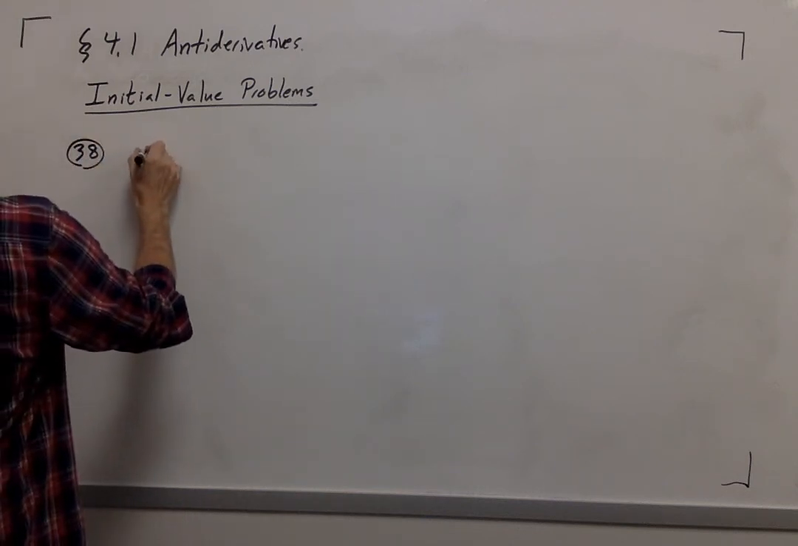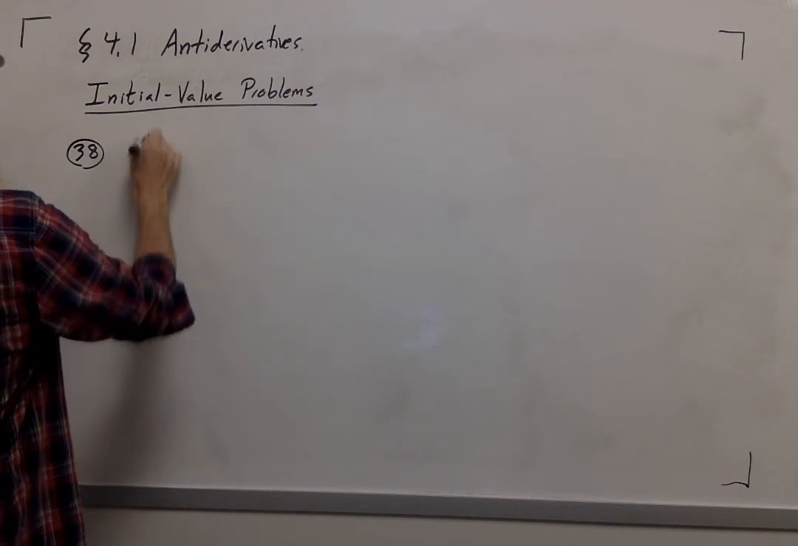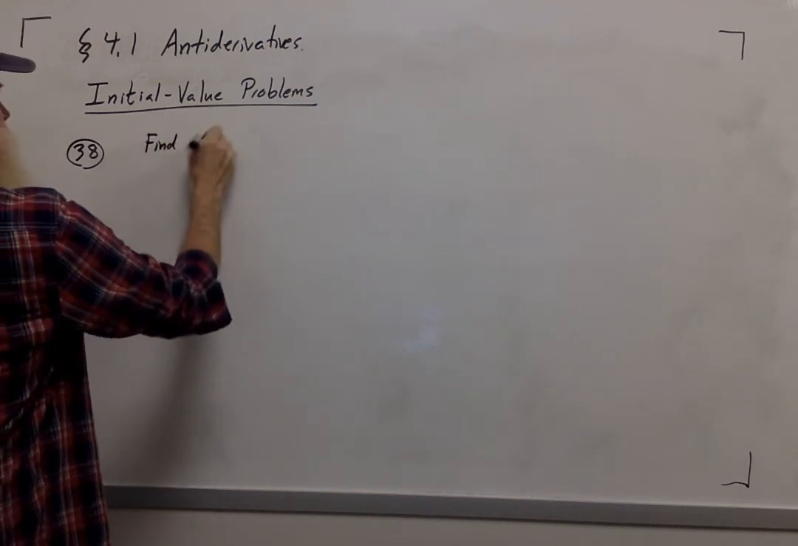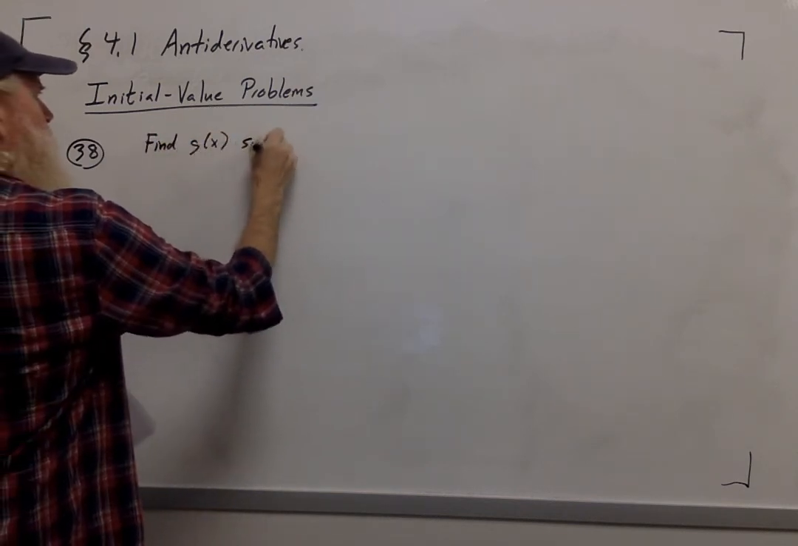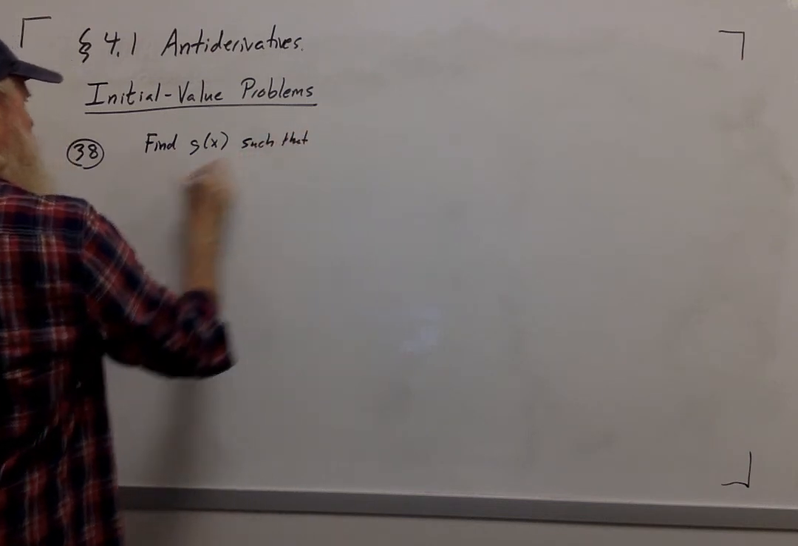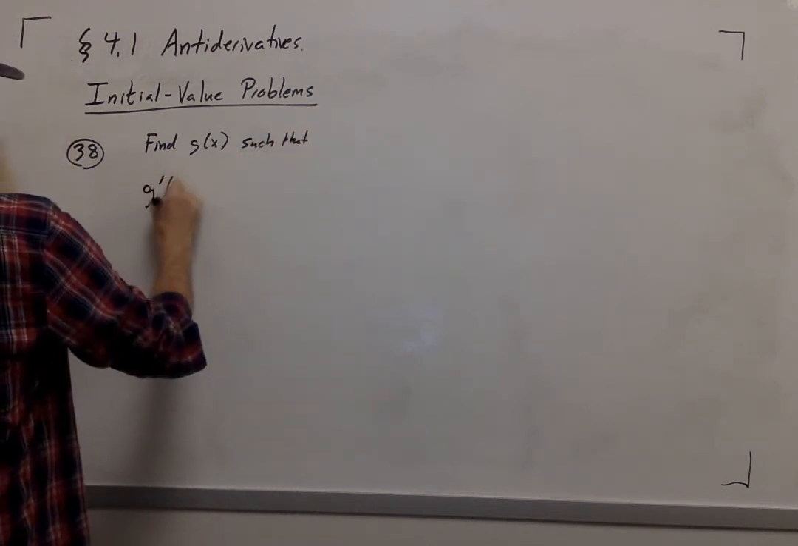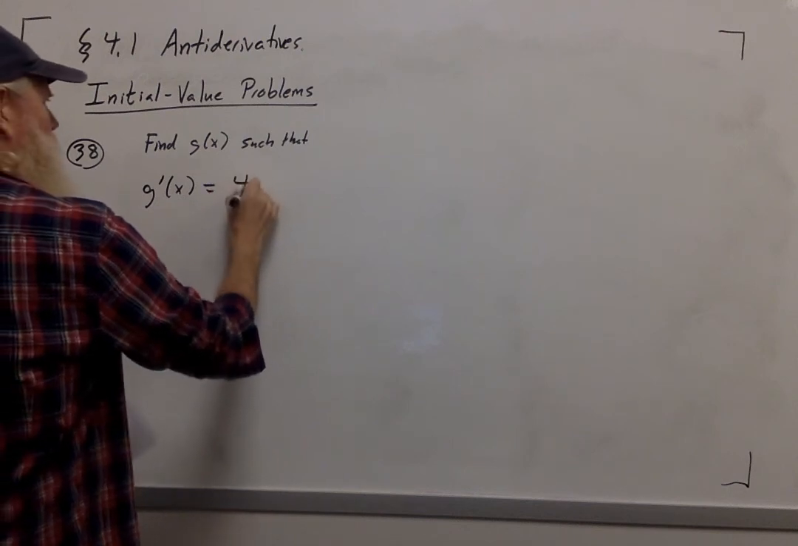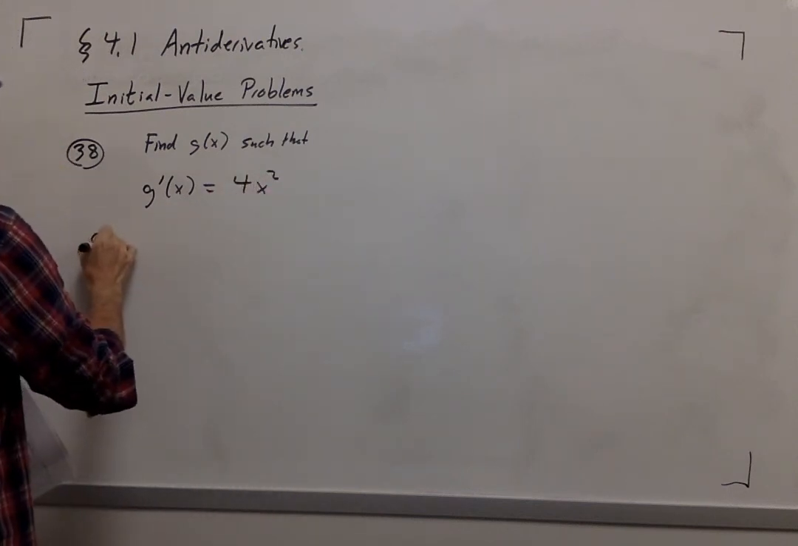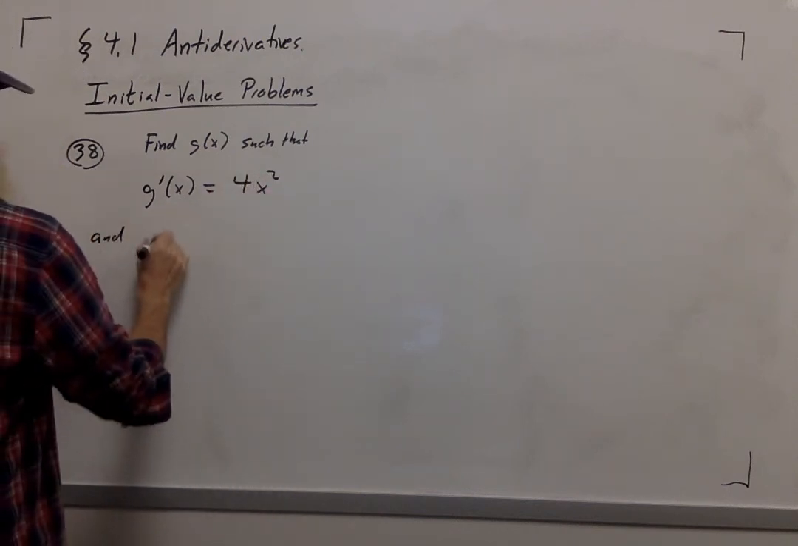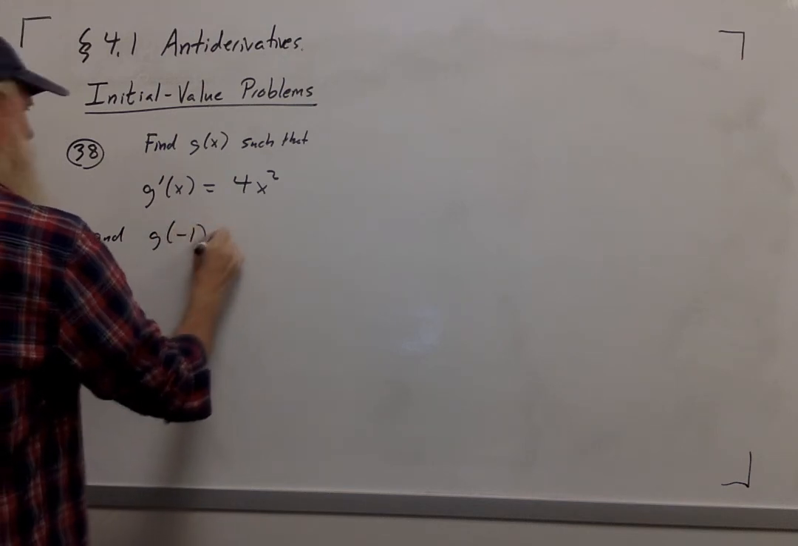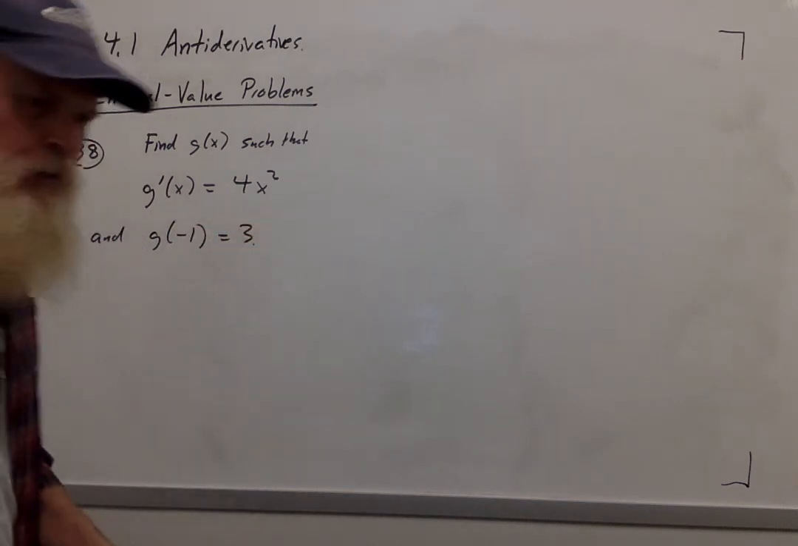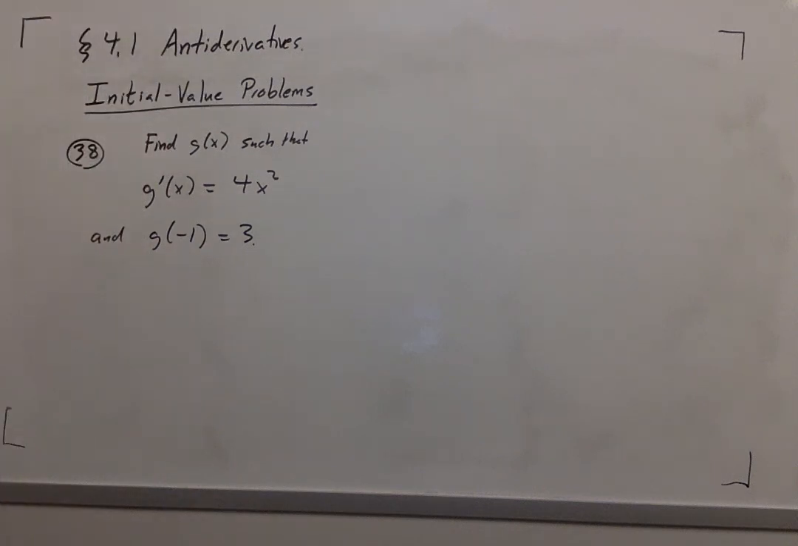And it gives you two pieces of information. It asks you to find a function g such that, to begin with, the derivative of g is equal to 4x squared, and also g of negative 1 is equal to 3. So this is what's known as an initial value problem.